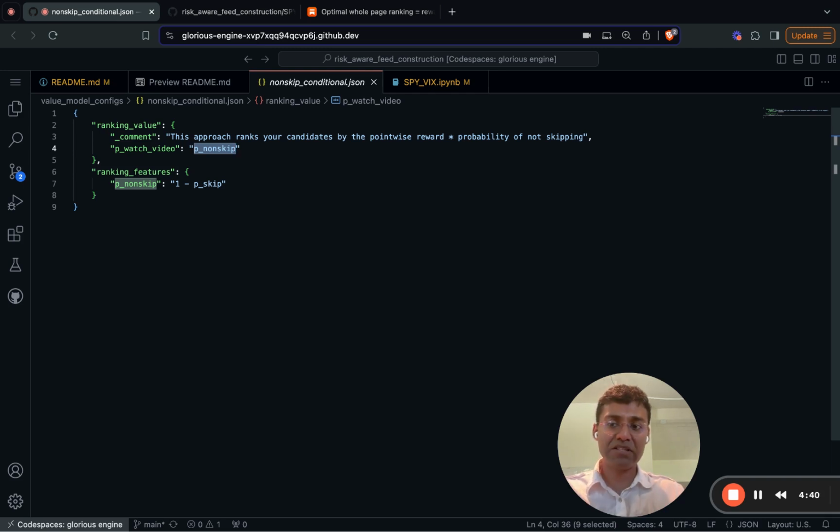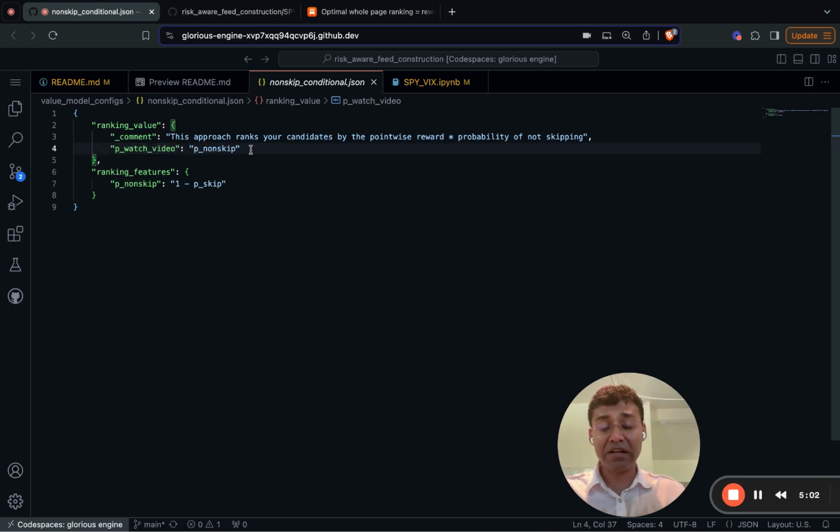The reason we are going into this is because there are two ways of implementing or accounting for skips. One is multiplicative, like here, probability of watching the video multiplied by non-skip, and later we'll see the one by skip option, and that'll be closer to our implementation of reward by risk.